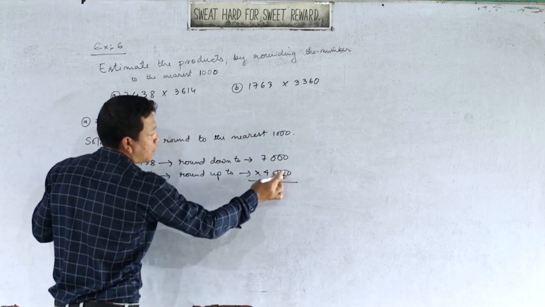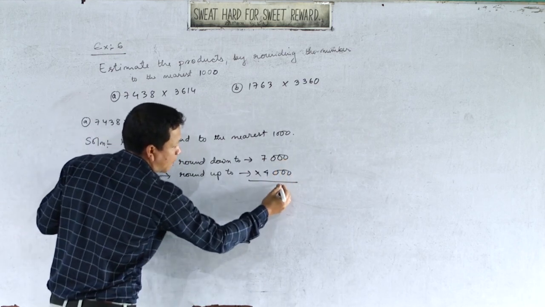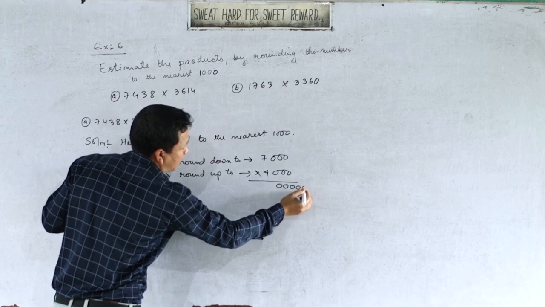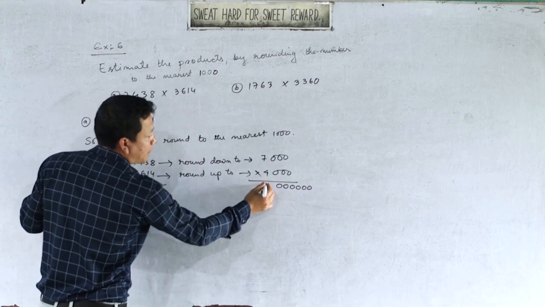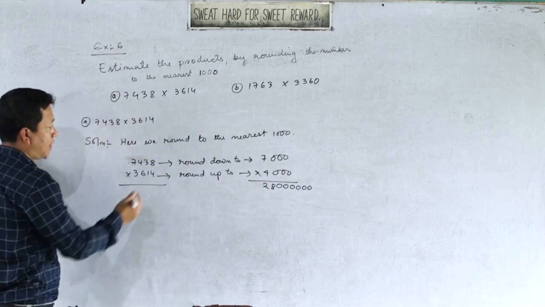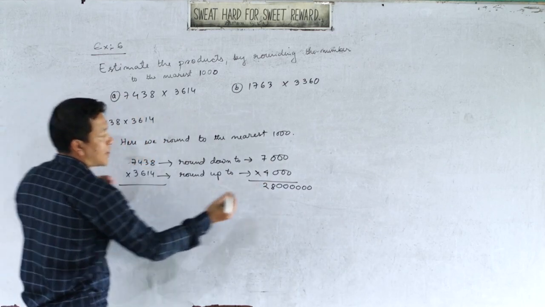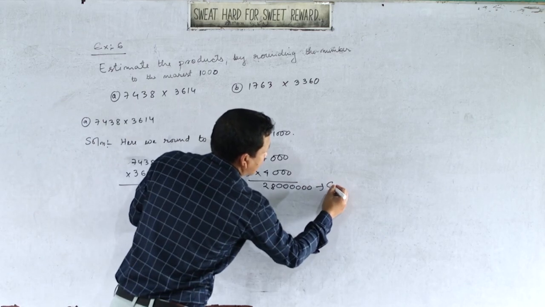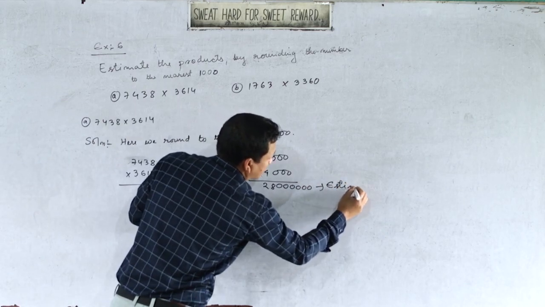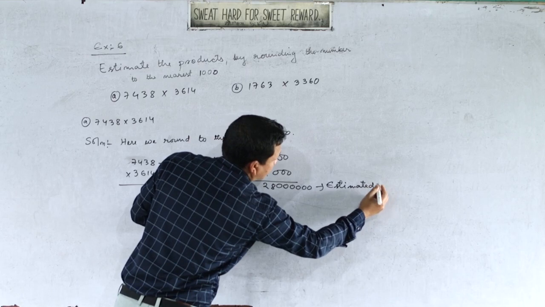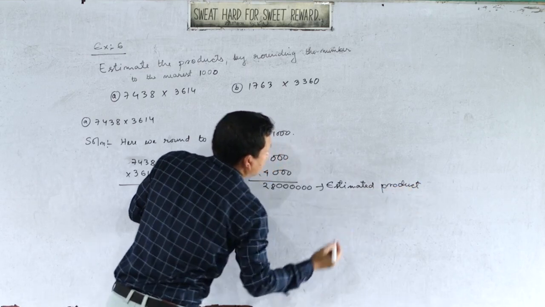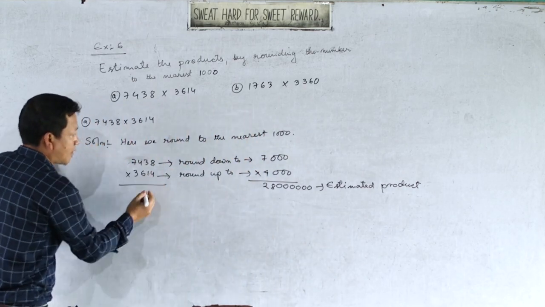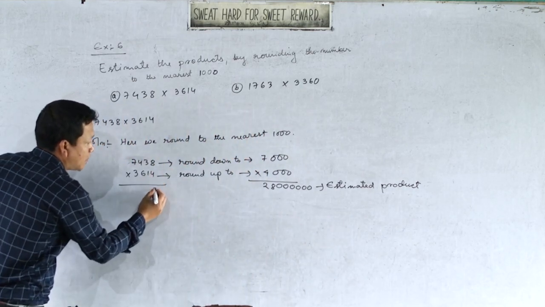How many zeros are there? 1, 2, 3, 4, 5, 6. 6 zeros. Okay? Multiply 4 sevens are 28. Okay? Then multiply the actual. This is the estimated product. Estimated product. Then multiply 32.